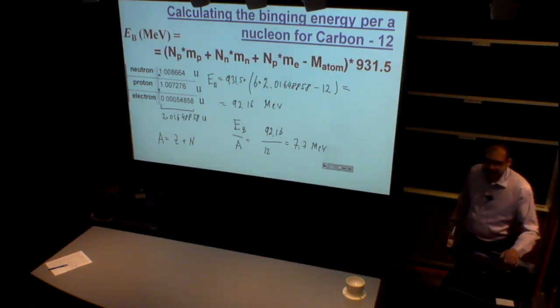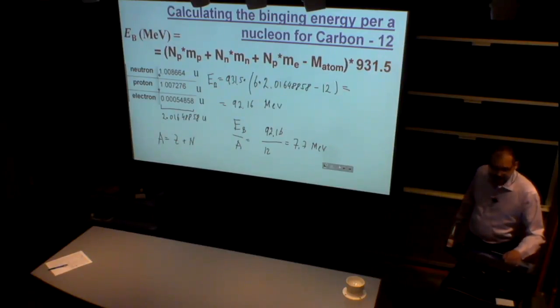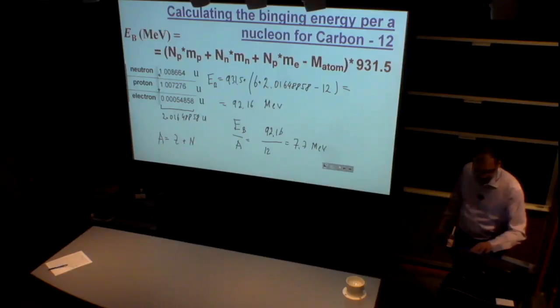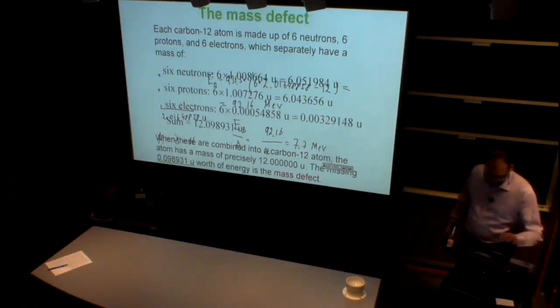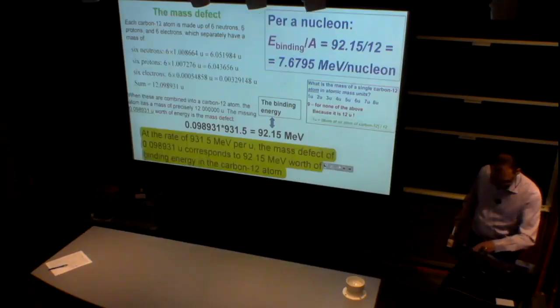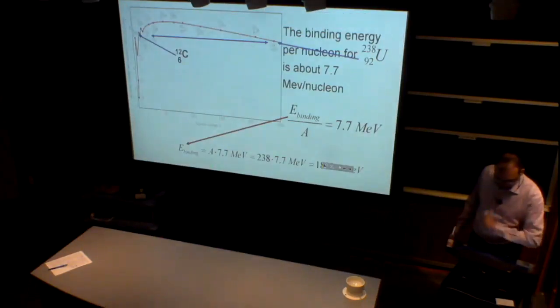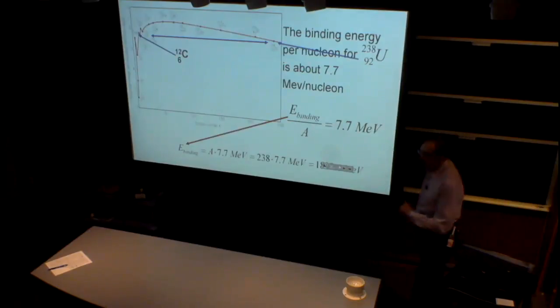There is a graph, of course, for all known elements. This energy per nucleon has been calculated. We can see where it peaks. And so that's the calculation, the binding energy per nucleon. And that's the graph. We can look at this graph.